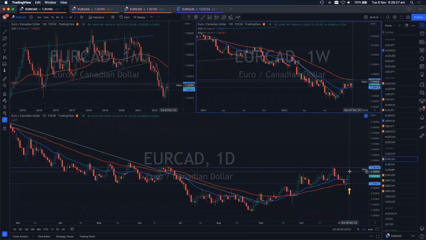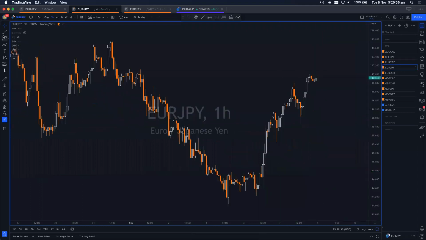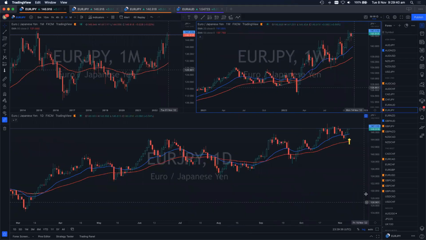So we want to go higher than that. But yeah, that's looking pretty good for later on as well. So hopefully that will come in. But a few euros to look at. Let's look at Euro Yen. Right, so we've had this uptrend.